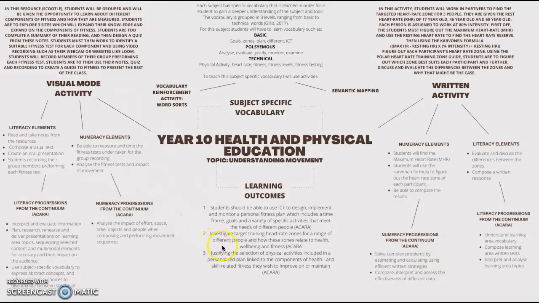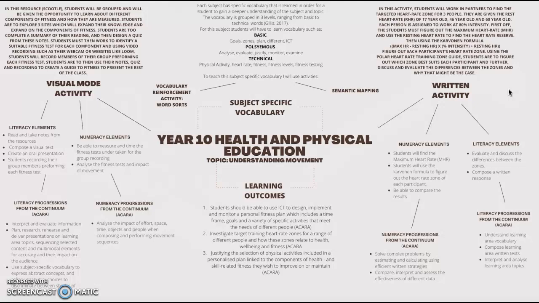For learning outcome number 1, I really want the students to focus in on a written activity. And in this activity, students will work in partners to find the targeted heart rate zone for 3 people. They are given the resting heart rate of a 17-year-old, 46-year-old, and a 60-year-old. Each person is assigned to work at 80% intensity.